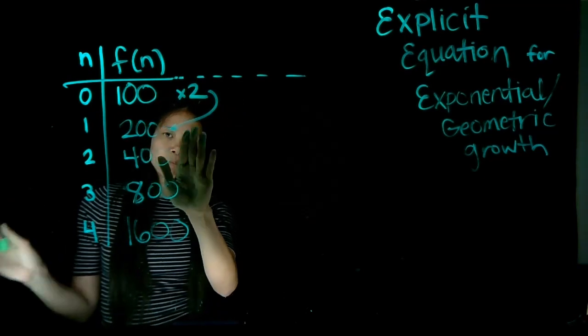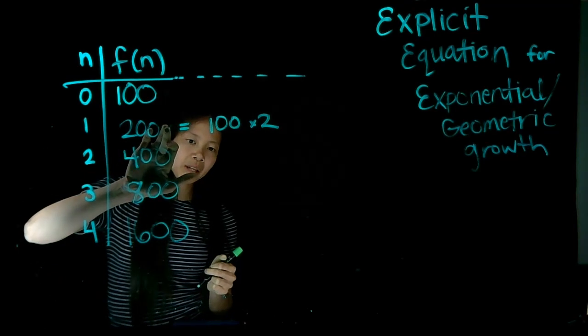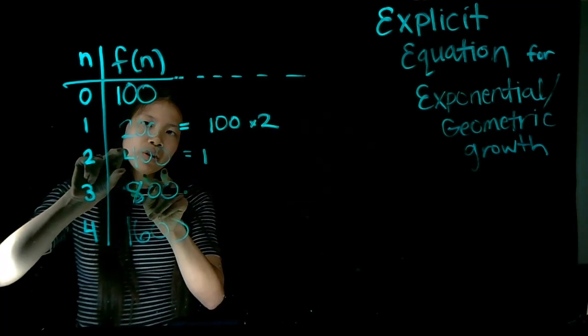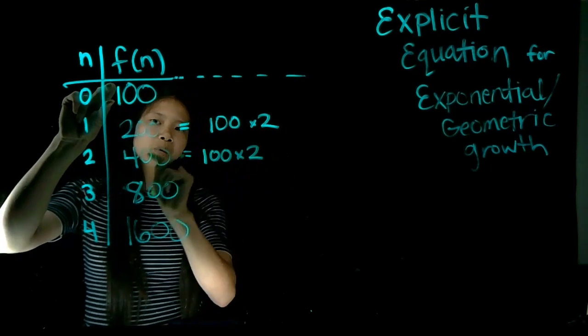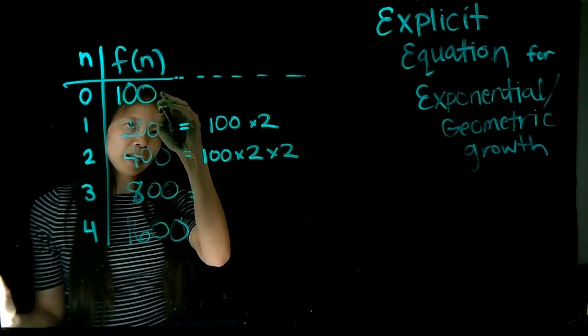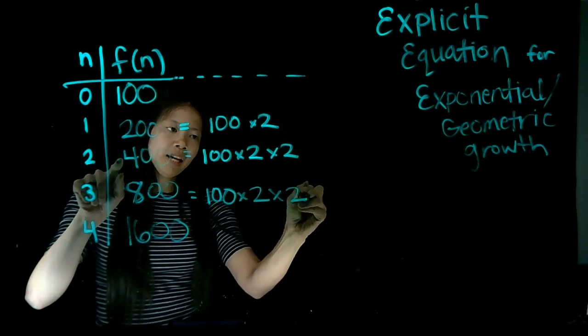Another way to express 200 is 100 times 2. In order to get my next term here, I had to take my 200 and multiply it by 2. Getting to 400 is the same as taking 100 times 2 and multiplying that by 2 again. Another way I could write 800 in terms of what came first is 100, and then I times that by 2, then I times that by 2, and then I times that by 2.